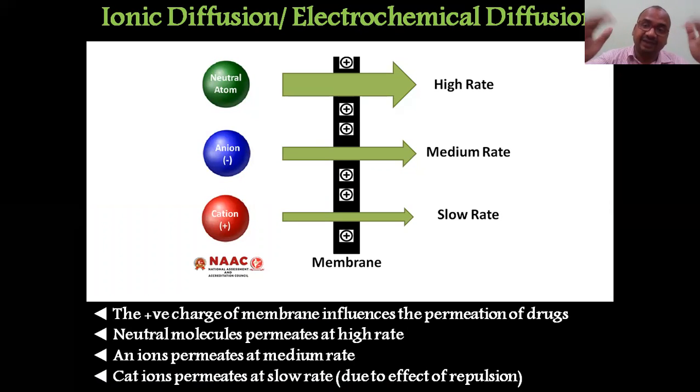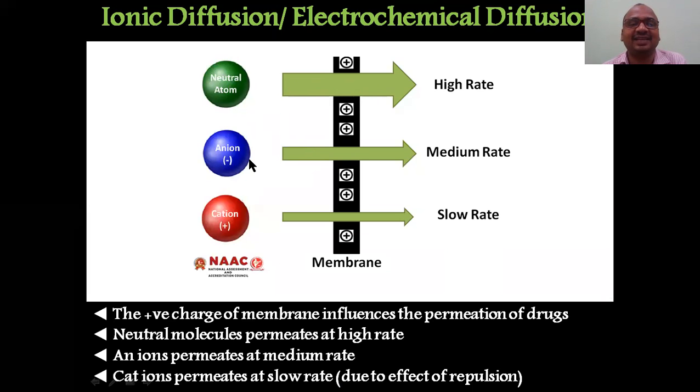Ions diffuse directly. That's why this is called electrochemical diffusion. Electric charge will be there. See here, this is a membrane. Keep in mind, the membrane always has a positive charge. So what happens? Neutral atoms will go at a higher rate. See the bigger arrow mark.